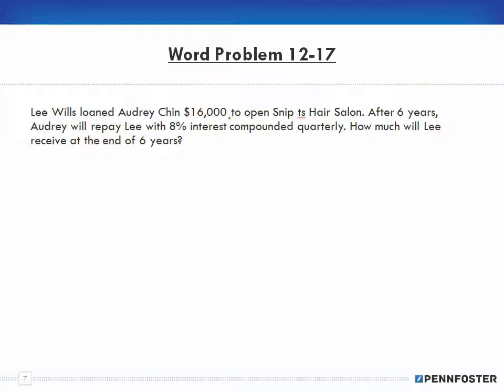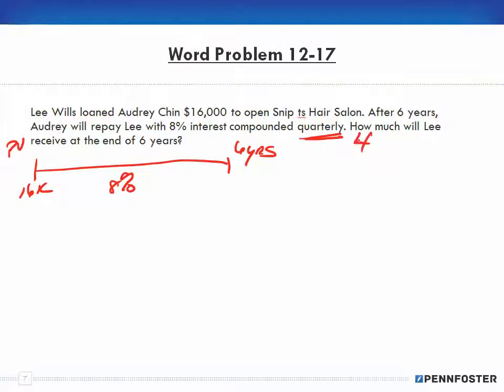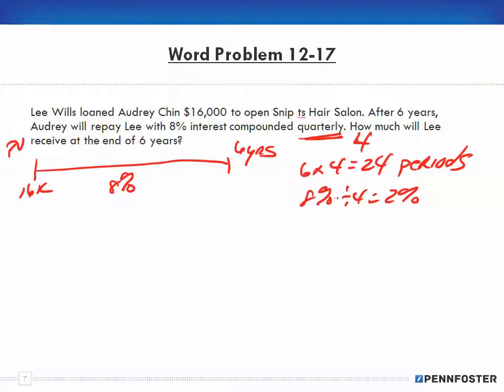Lee Willis loaned Andre Chin $16,000 to open Snippet, a hair salon. After 6 years, Andre will repay Lee with 8% interest compounded quarterly. How much will Lee receive at the end of 6 years? In your mind, here's the timeline. Present value is loaning $16,000 for 6 years at 8% interest, compounded quarterly, which is 4 times a year. So 6 years times 4 is 24 periods. 8% interest divided by 4 is 2% interest per compounding period.